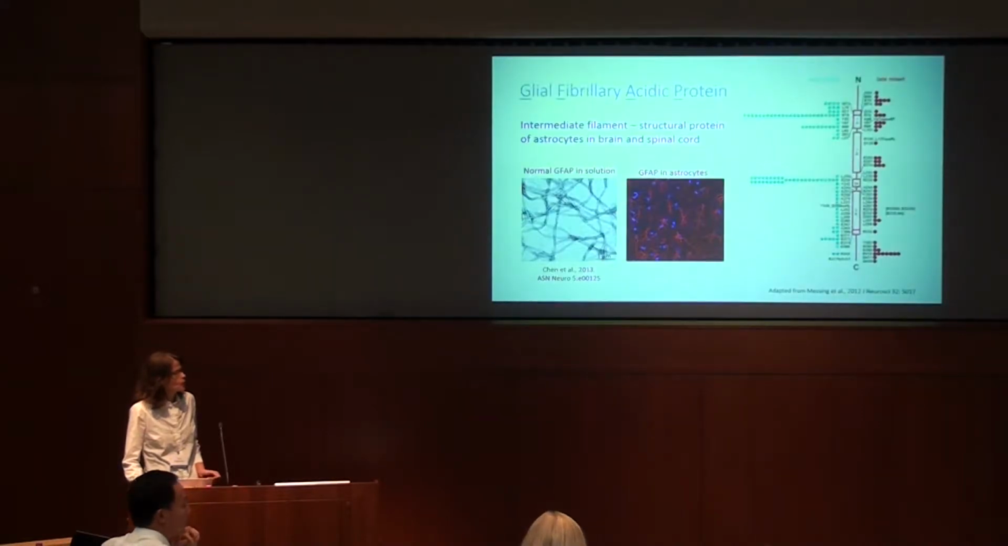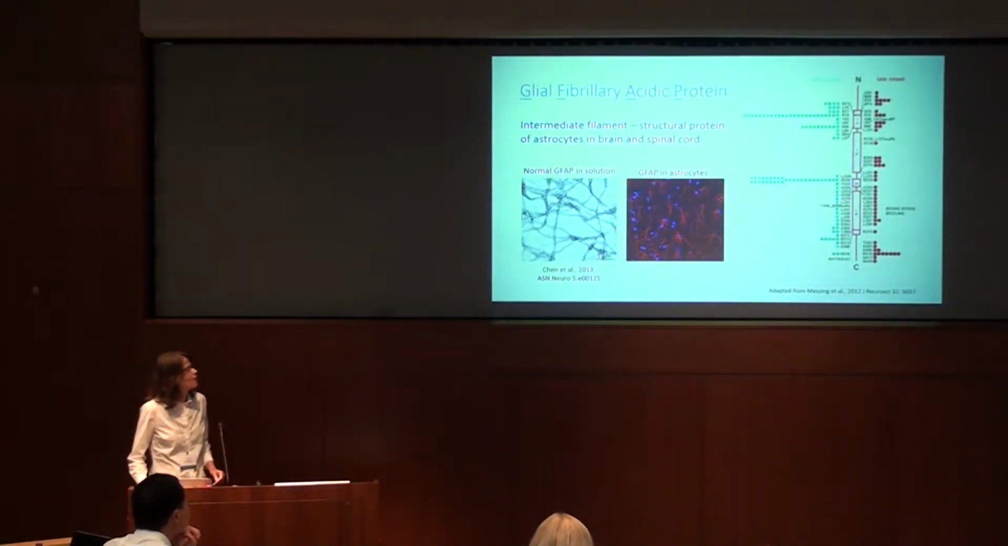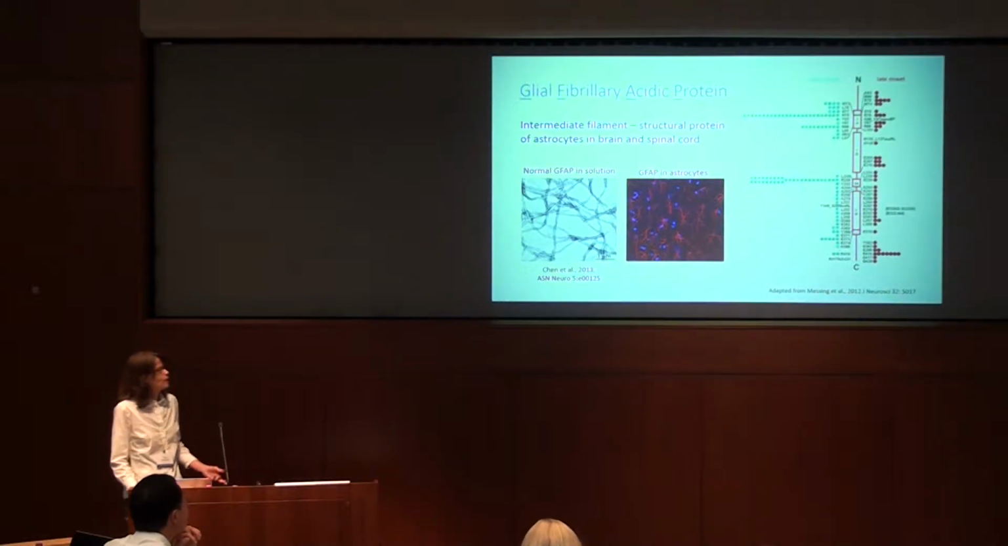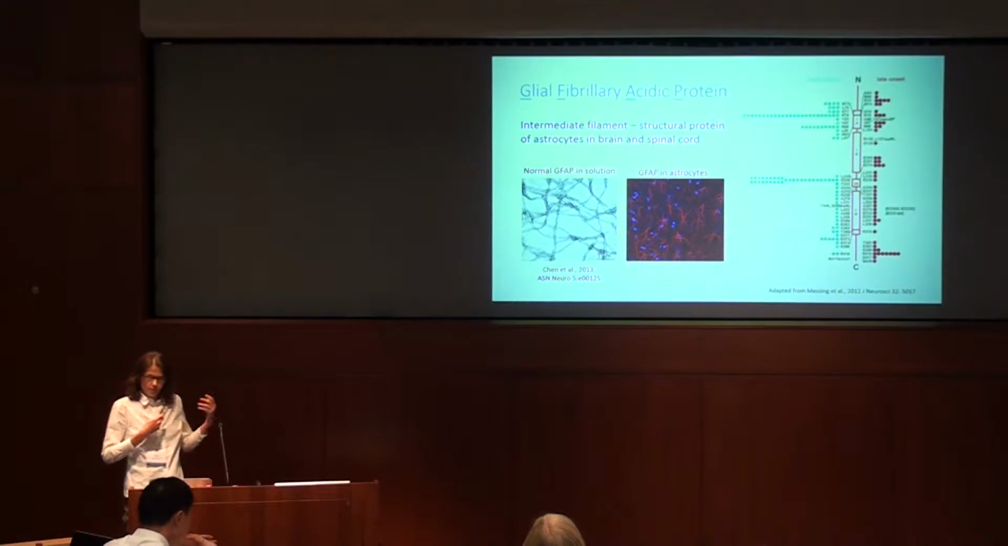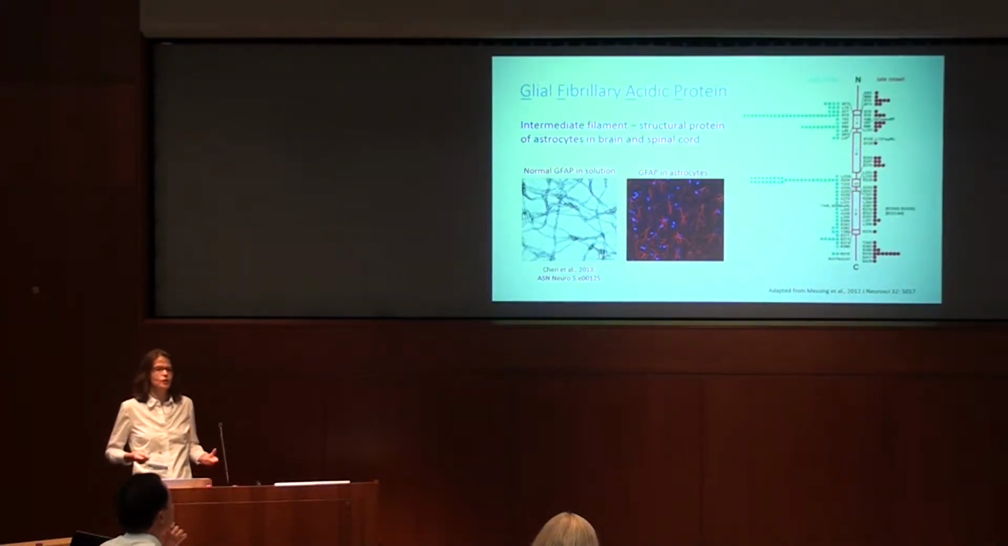So I'll start with a little bit of background, and you've heard some of this already today. As most of you know, as you should know by now, Alexander disease is caused by mutations in glial fibrillary acidic protein. And we can't quite get away from this nice diagram I think Ali made of the location of the mutations in the protein. But one of the things I wanted to emphasize in this slide is that GFAP is an intermediate filament. It's a structural protein in astrocytes in the brain and spinal cord, and if you just put GFAP in solution, by itself it will form these nice filaments.